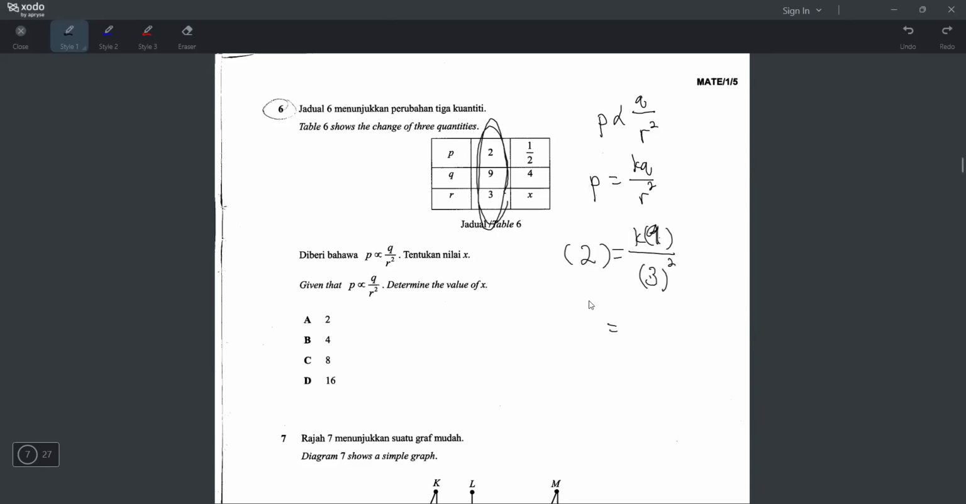So now we can press the calculator. 2, okay, 9 over 9, which is just 1, because 3 squared is 9, right? So this one can cancel already. So now your K is 2. And now step 4 is to rewrite. When we rewrite, we look back here, it becomes P equals 2Q over R squared.